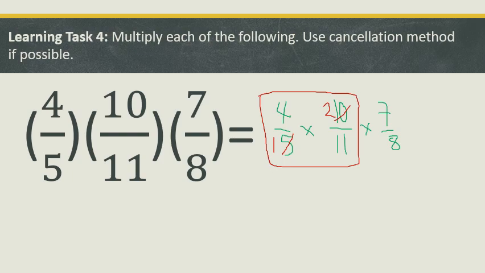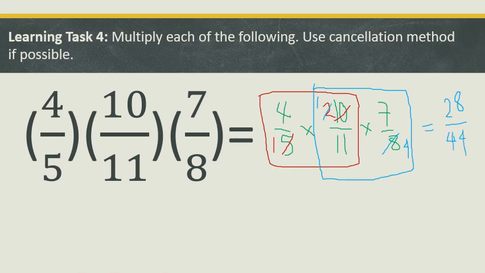Ngayon naman, doon naman tayo sa katabi. Since may 2 na lang natitira natin sa 10, anong common factor ng 2 and 8? 2. Pwede natin siya i-cancel. 2 divided by 2 is 1. 8 divided by 2 is 4. Then, diretso na natin siyang multiply. 4 times 1 times 7 is 28. Then, 1 times 11 is 11 times 4 is 44.